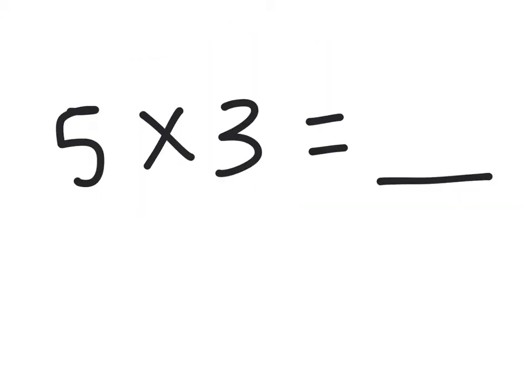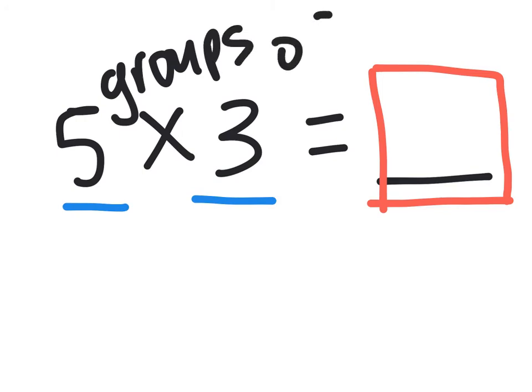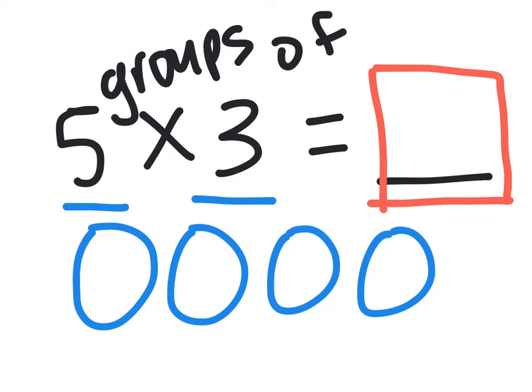Now we are going to go through a few more examples and how we're going to find the unknown number. So here right at the end, our missing number is our product. So right here, this is the number we want to find. So we have to use our factors to be able to find our product. So remember, when we have our equation set up like this it means 5 groups of 3. So we're going to set this up with 5 groups. So here we go, 1, 2, 3, 4, 5 groups.